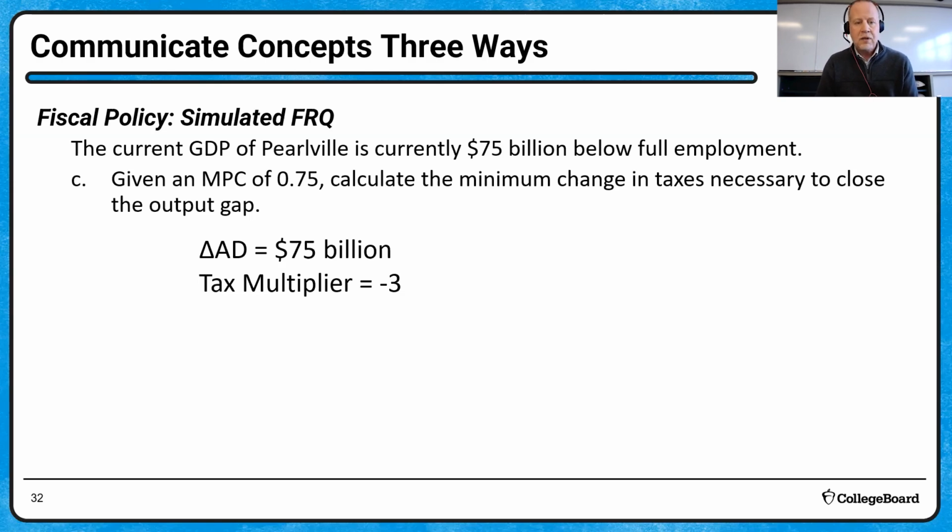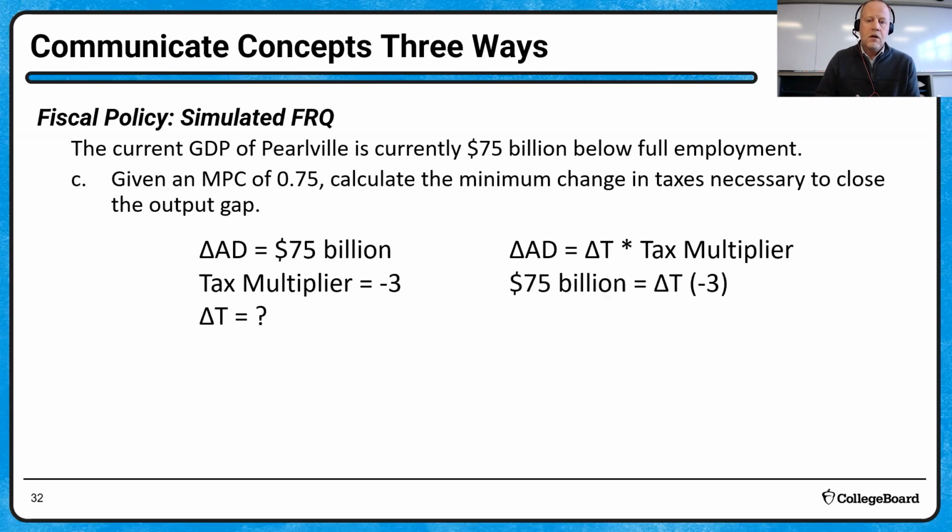Why? Tax multiplier is negative MPC over MPS. Negative 0.75 over 0.25 equals -3. We want to determine the change in taxes. So once again, I have 2 of the 3 pieces. All I have to do is plug those into the formula. A $75 billion change in aggregate demand is a result of the change in taxes times -3. We want to decrease taxes by $25 billion, cut taxes by $25 billion. So a $25 billion tax cut would result in a maximum change of $75 billion in aggregate demand, closing the gap.